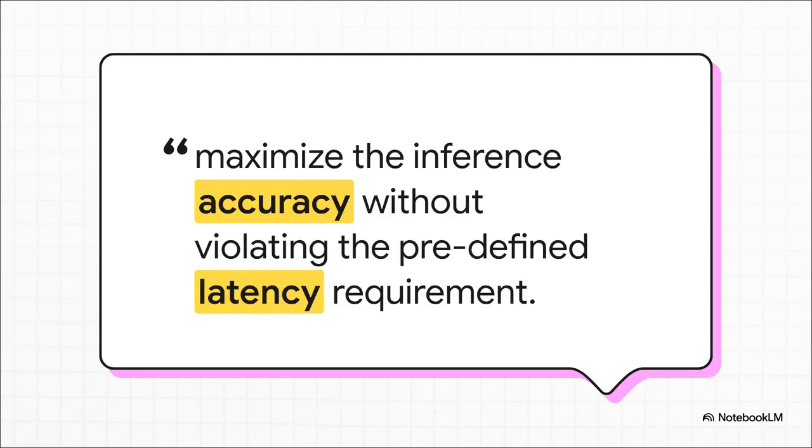And this quote from the source material really gets to the core of what Edgent is trying to do. It's a constant balancing act. Inference accuracy is just a fancy way of saying how good is the AI's answer. So Edgent's whole job is to get you the smartest, most accurate answer possible, but, and this is the key, without being even a single millisecond late for its deadline.